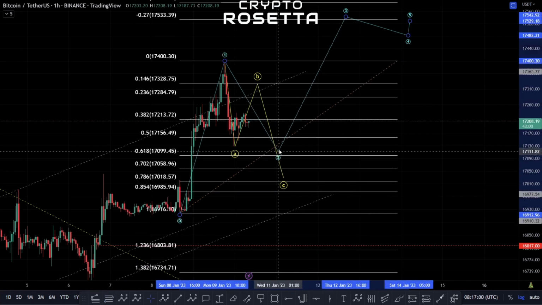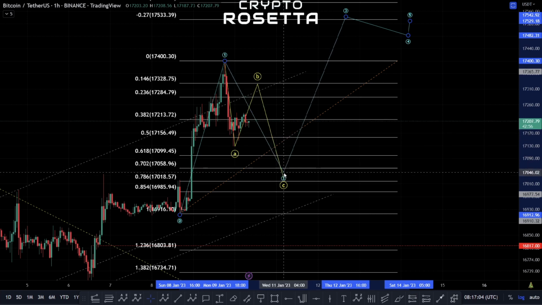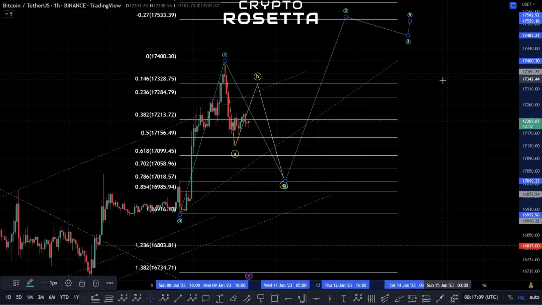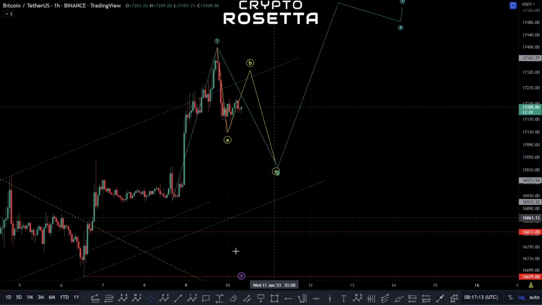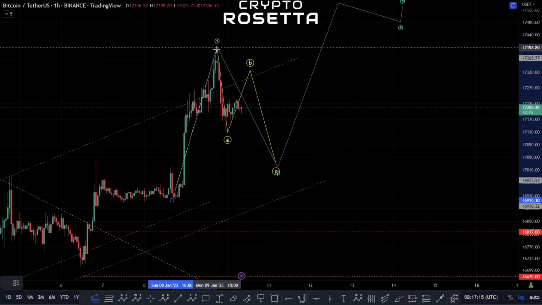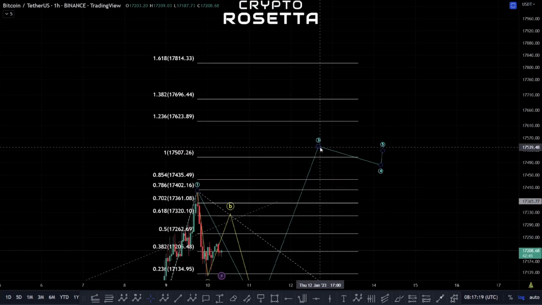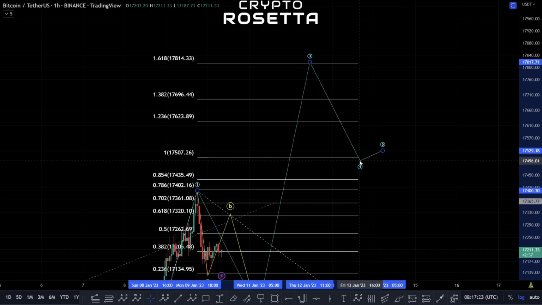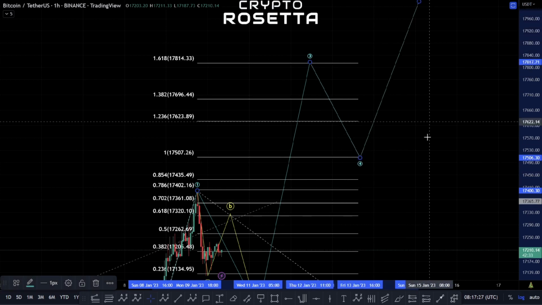If that is the case, if we had to retrace down to, say, the 786, test these previous high points here, then we could be looking for an additional push to the upside. That push could potentially take us as far as, if we were looking at this as a 5-wave move, this 17,814 as a third wave, and then looking for a fourth and a fifth.